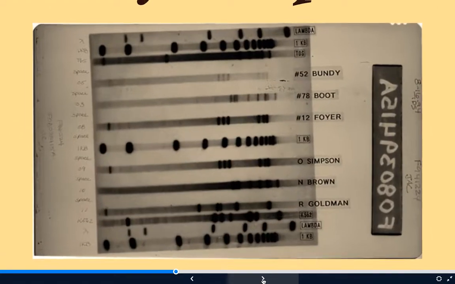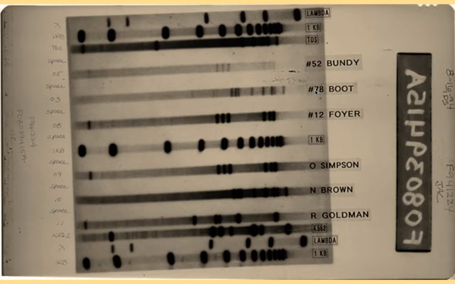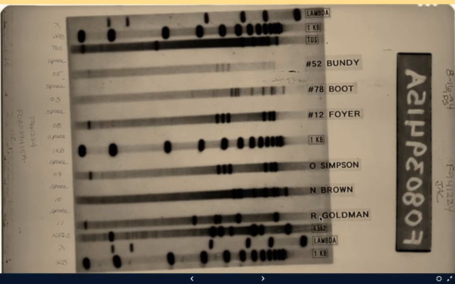So I'll just show you how it works, right? And here's a great example. So in all gels, we actually use ladders on the side to tell us the size of the fragments, right? So this is a lambda. It's a restriction enzyme. This is our 1 kb ladder, right? It gives us a specific size, and then we can insert into the wells the DNA. And so here's DNA from Ted Bundy. This is found from the boot. This is the foyer. Here's O.J. Simpson, Nicole Brown, and Ron Goldman.